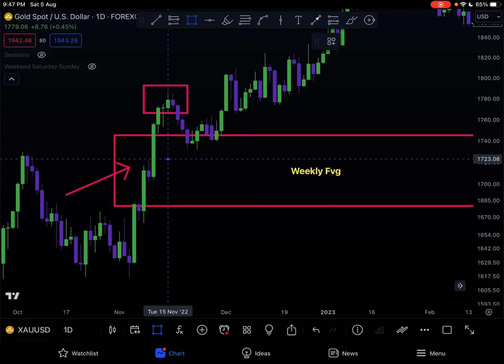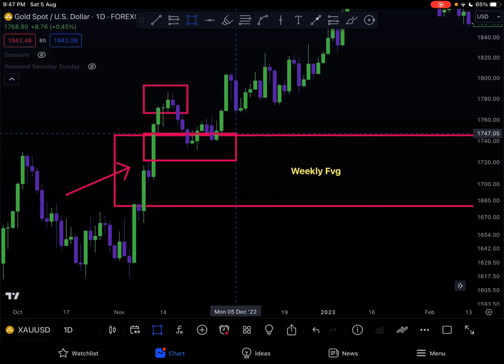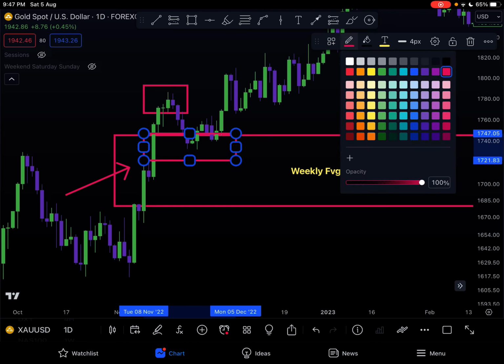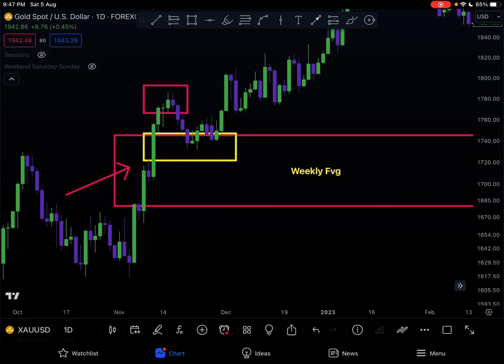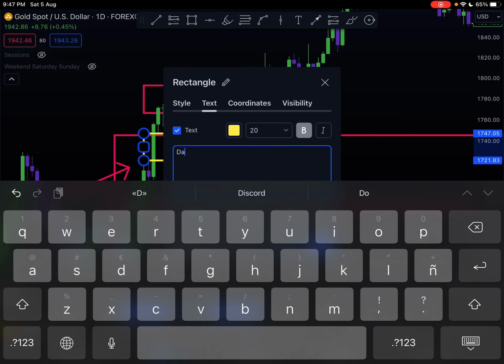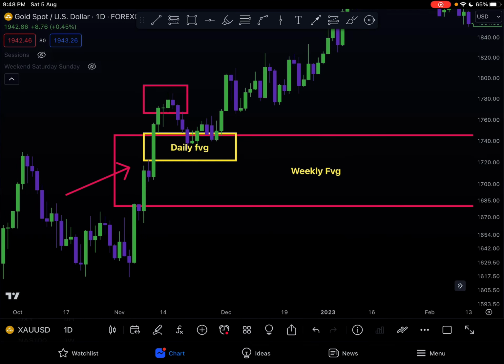Remember how I said things might even overlap for you. It's not going to be always, but it definitely is a good amount of the time you can see structure overlap. I want to use yellow. Okay. So if that's a weekly fair value gap, I have a daily fair value gap. And so you see what I did there, right?